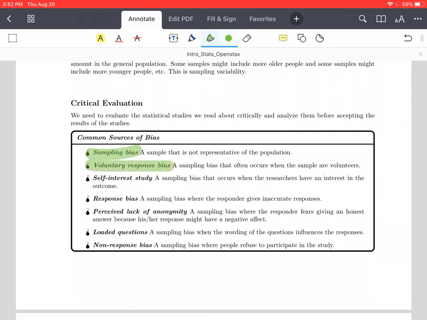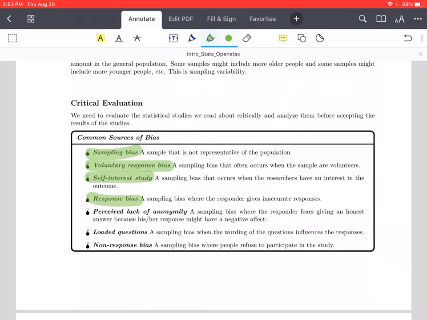Then we have voluntary response bias. If you have too many people that are volunteers to take the sample, generally you get a different kind of person that is volunteering to take these tests than a person who wouldn't want to volunteer. So you're going to get possibly skewed results based on the type of person that's always volunteering for surveys. There's the self-interest study: when the researchers have an interest in the outcome, that can possibly taint their results.